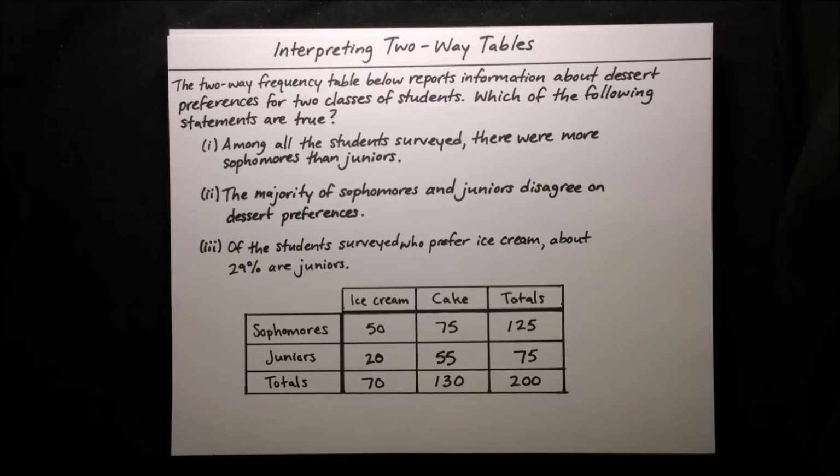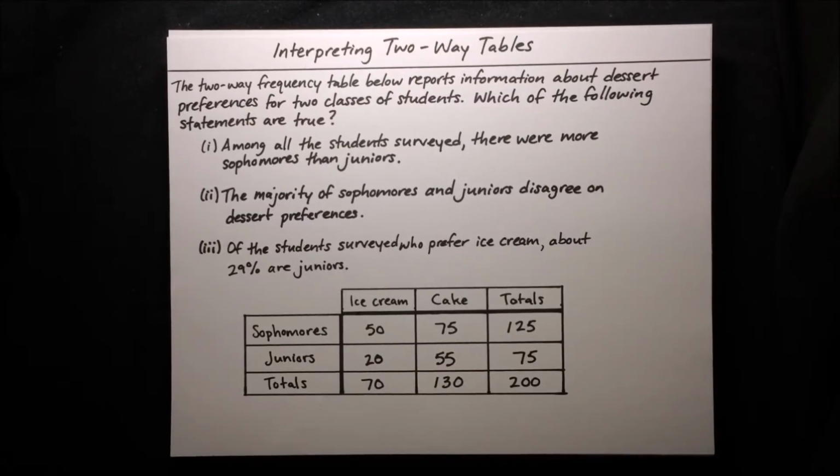In this video, we're going to learn how to interpret two-way tables. Here's our first question. The two-way frequency table below reports information about dessert preferences for two classes of students. Which of the following statements are true?